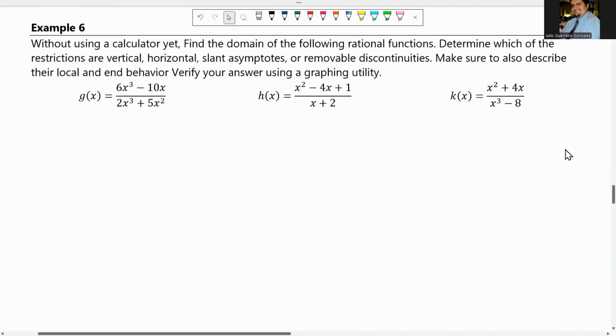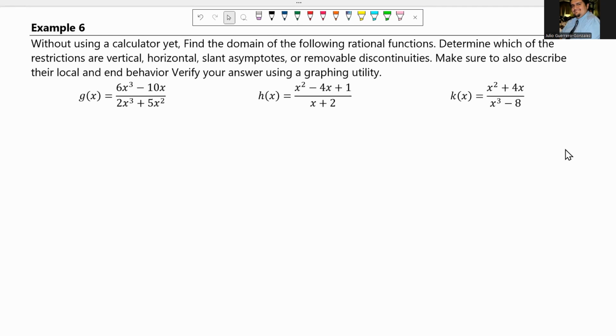Let's do some examples. I've got three rational functions here, and we're going to do a bunch of stuff. We're going to determine vertical, horizontal, slant asymptotes, or removable discontinuities, and then we're going to describe local and end behavior. Hopefully, our guesses should match up to the actual function itself.